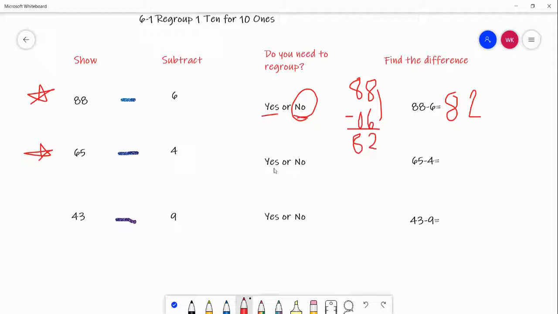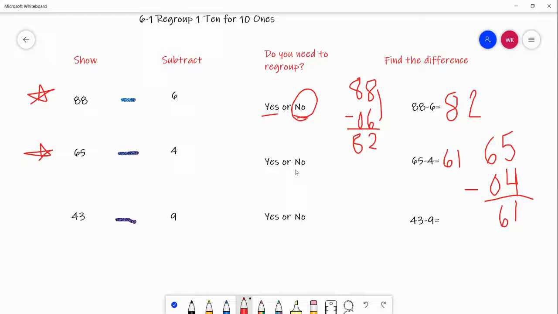So let's go ahead and figure out if we need to regroup this problem. So 65 minus 4. Remember, we have our little pretend 0 there because 4 is a single digit number. So let's go ahead and see. We have 5 minus 4. 5 is a bigger number than 4, so we know that we don't have to regroup because you can just subtract straight down. We know what 5 minus 4 is. It equals 1. And then 6 minus 0 equals 6. So 65 minus 4 equals 61.